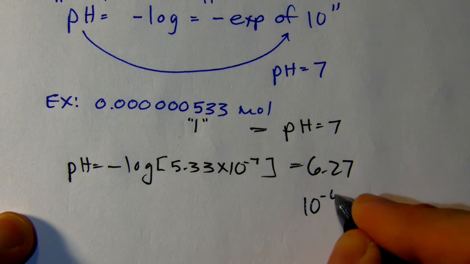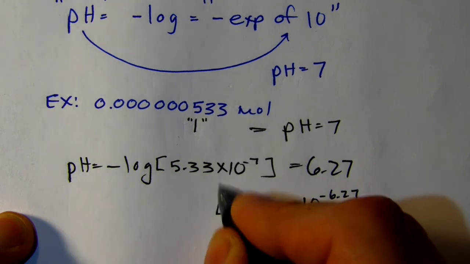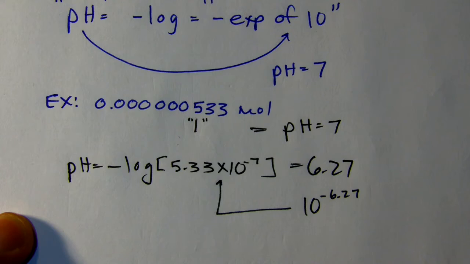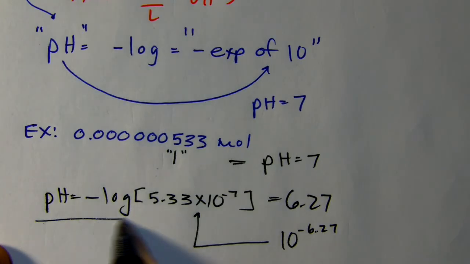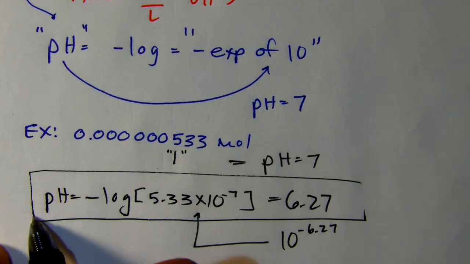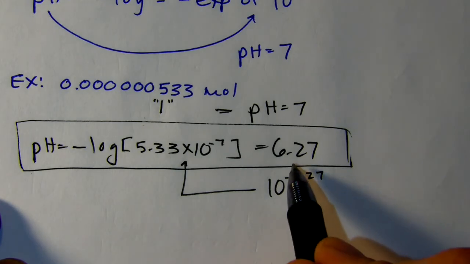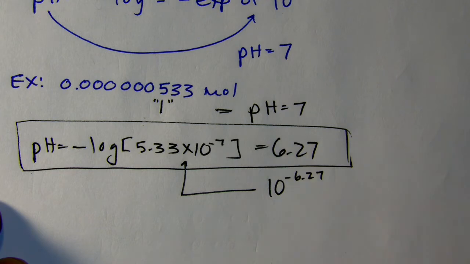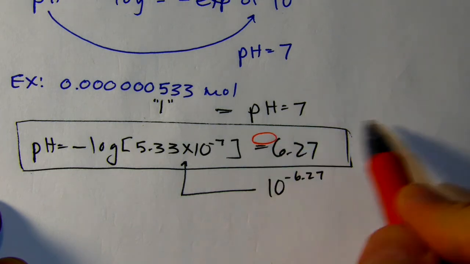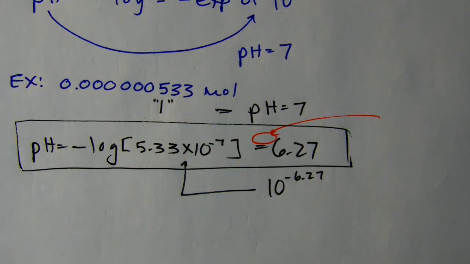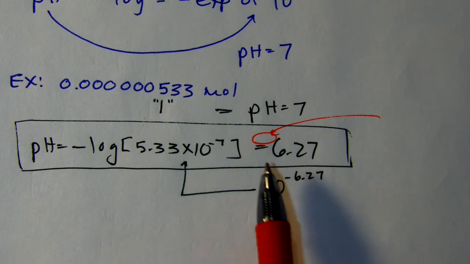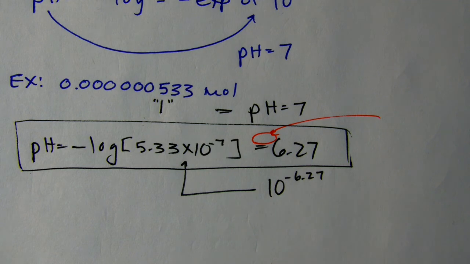So this equals 6.27. That says if I took 10 to the negative 6.27, I would come back to that number. But this is the pH, that's all we're worried about. The pH of that really small number is 6.27. When I push the negative sign, I just got rid of the negative. We don't leave the negative sign in there. It almost doesn't matter, we're just looking for the 6.27. So that's the basic idea of figuring out pH.